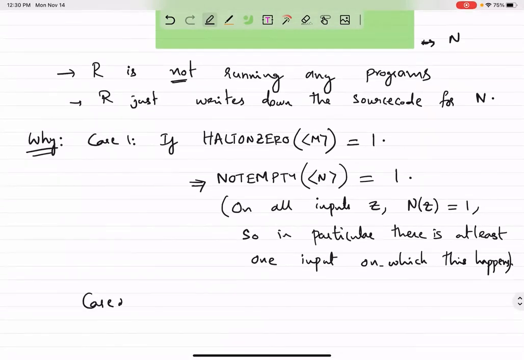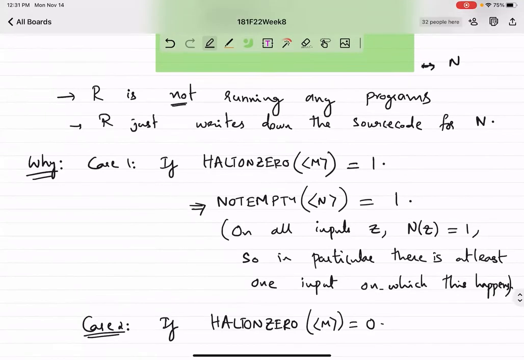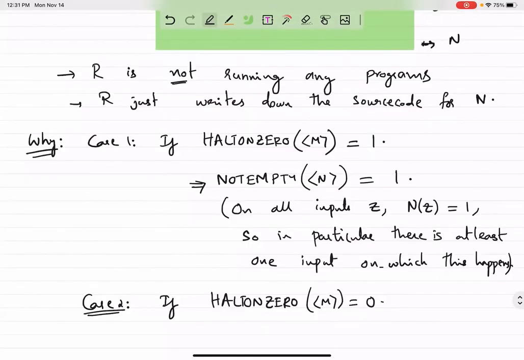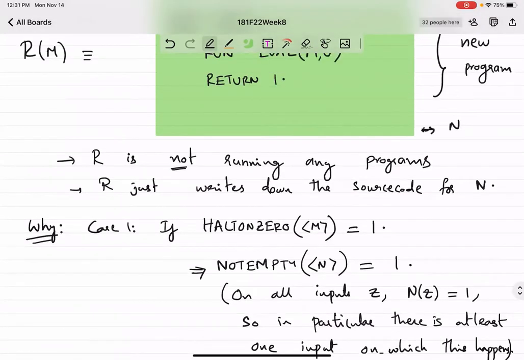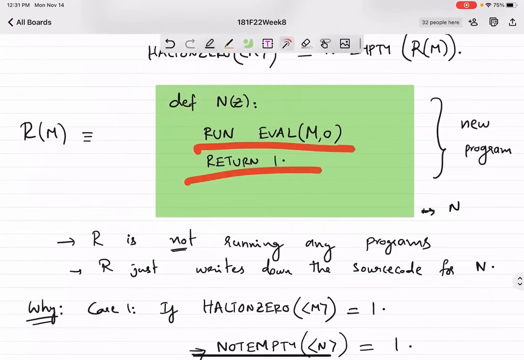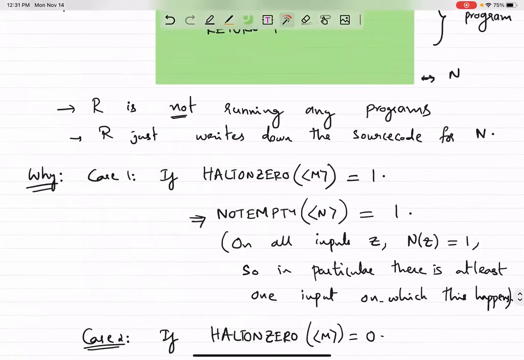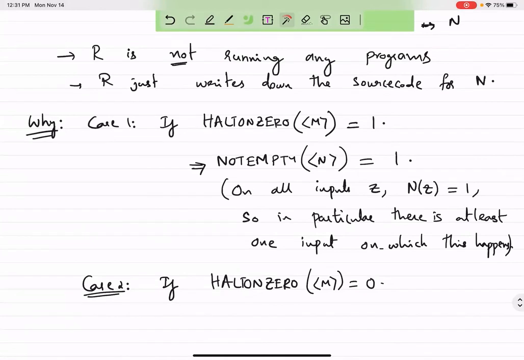Case 2: if halt on 0 of M equals 0. What happens in this case? Equals 0 means M is not halting on 0. So in this case, N never returns any output on any string. It's just going to end up in a loop, because M is ending up in a loop, so N is going to end up in a loop. So it's never halting, there is no output. In particular, there is no string which makes it output 1.